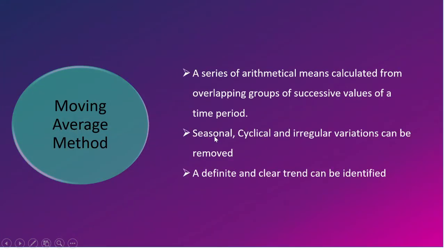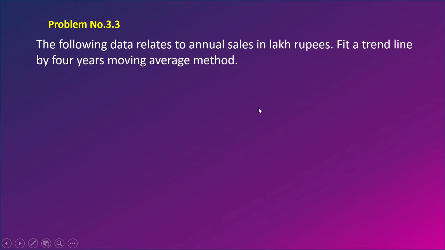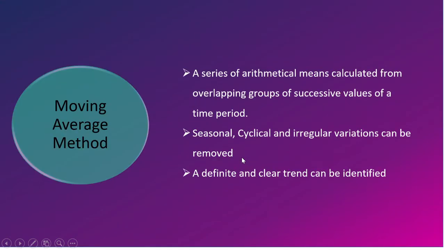We have seen the various concepts with respect to moving average. It is a series of arithmetical means calculated from overlapping groups. That means from one group to another group we are going to switch. The major intention is to find out the trend line.